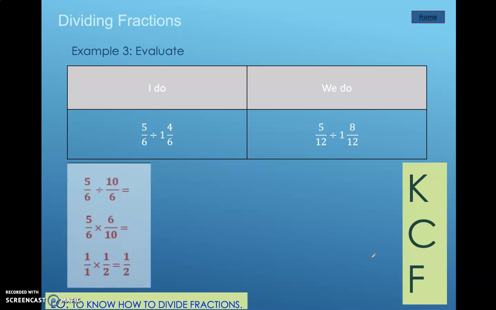Now let's have a look at some more. So we turn them improper, keep the first fraction, change the symbol, and flip the third fraction. So 10 over 6 becomes 6 over 10. We then look to cross simplify. So they're both divisible by 6, and they are both divisible by 5. So we times the top by the top, and the bottom by the bottom, and we get a half.